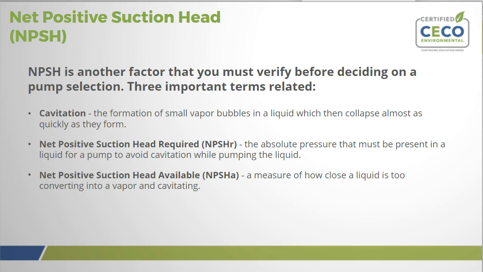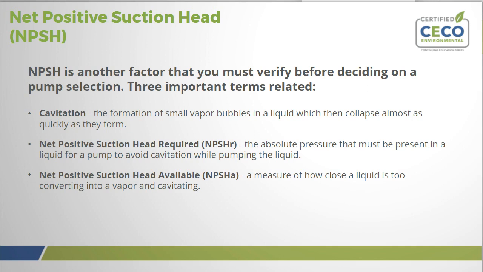NPSH, just to define it, there's NPSHR, and then there's NPSHA. NPSHR is what we show on the pump curve. This is related to the pump. And the NPSHR, as you can see by the definition, is the absolute pressure that must be present in a liquid for a pump to avoid cavitating while pumping the liquid. And then NPSHA is more of a system calculation, and it's a measure of how close a liquid is to converting into a vapor and cavitating.